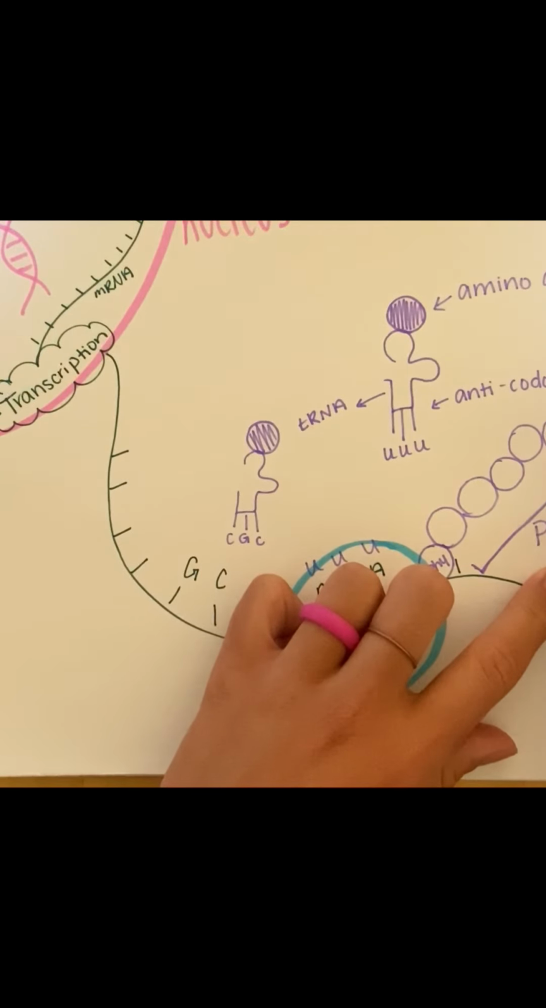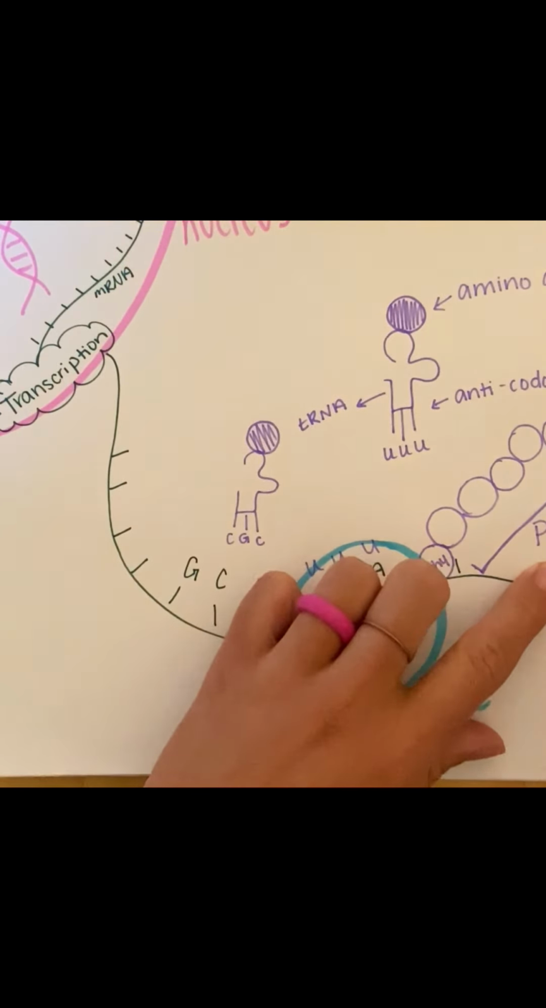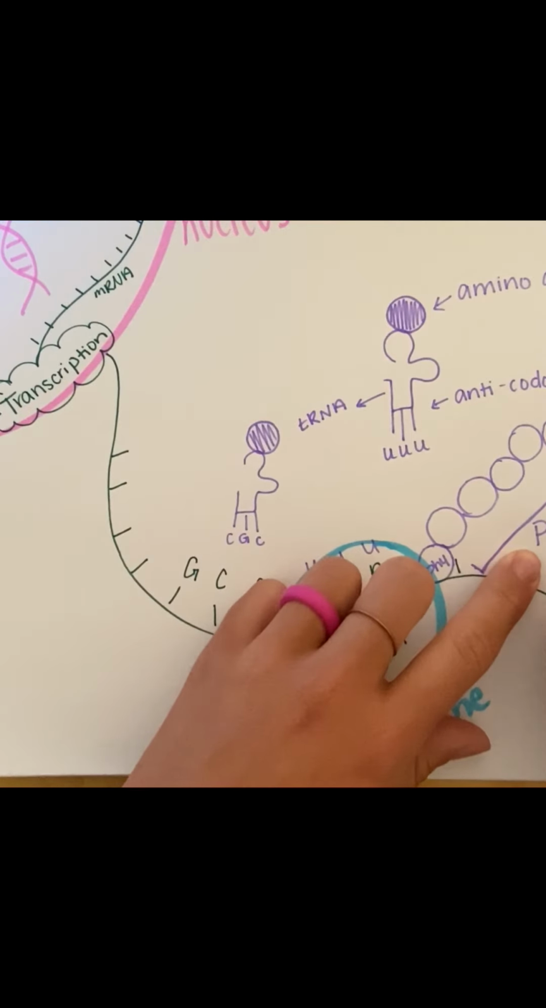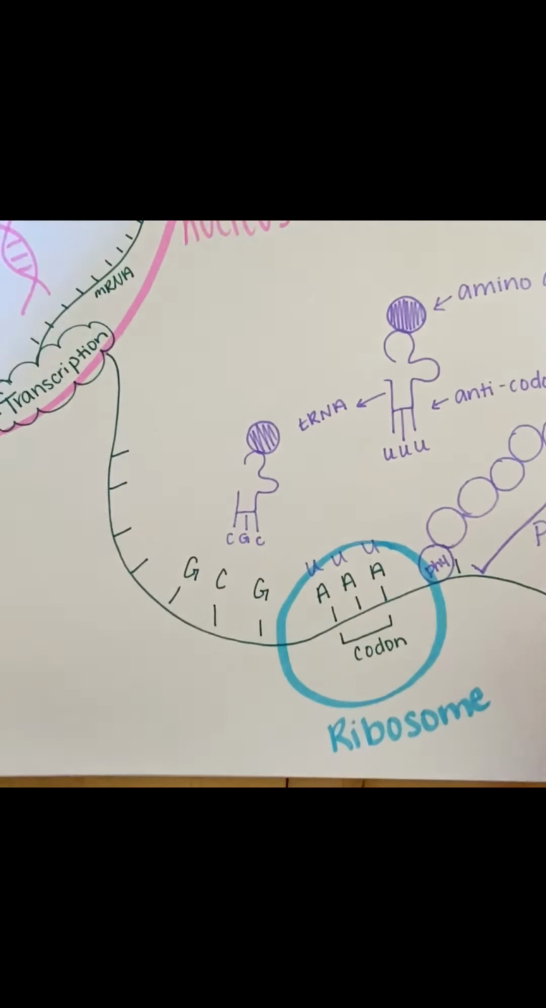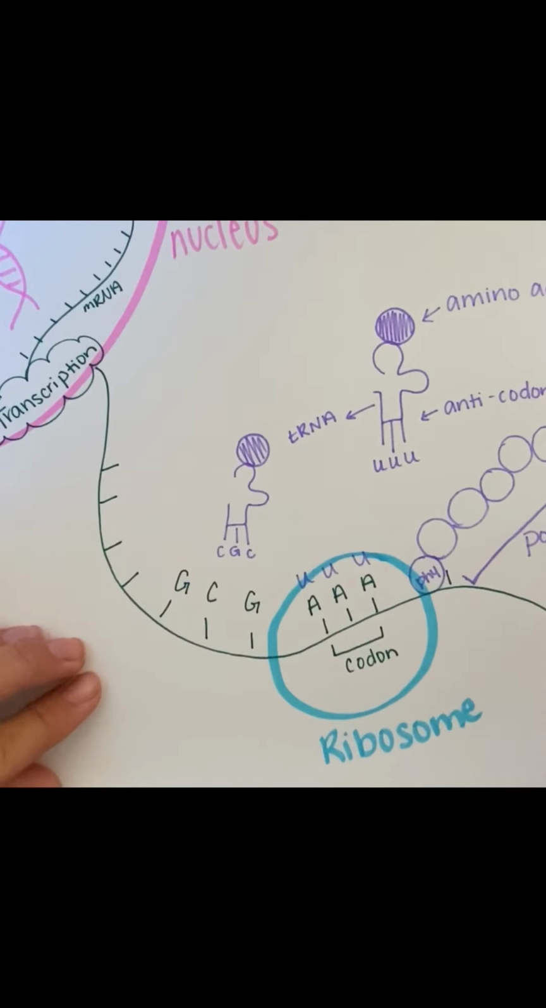Peptide, and peptide is just the bonds in between the amino acids. Polypeptide chain, also known as a protein. And that is the overall process of protein synthesis.